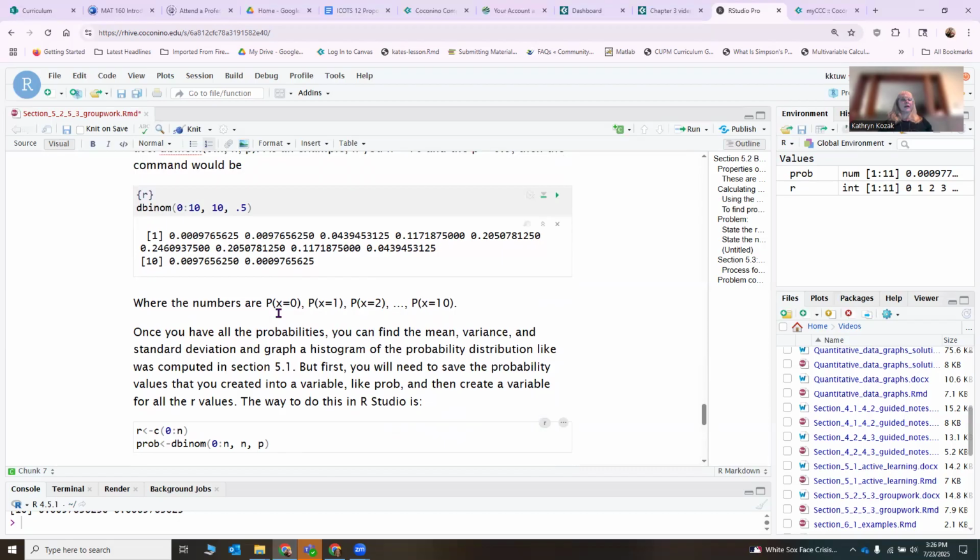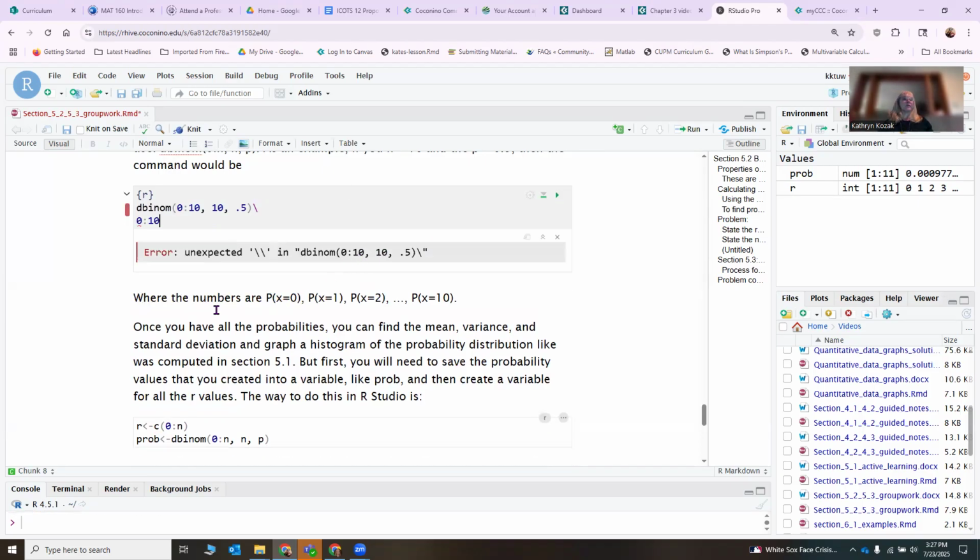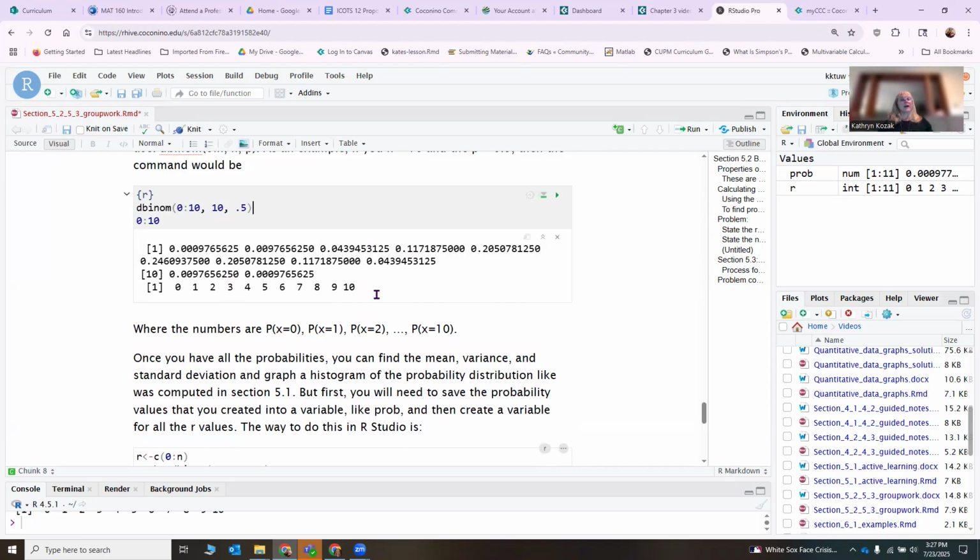And then if you want to actually show all those numbers, you can also do that. So this is the probability of 0. This is the probability of 1, 2, 3. If I wanted to, I could have also put in 0 colon 10, and it would write those out also and put them in the same order. And you can kind of see how they fit together.